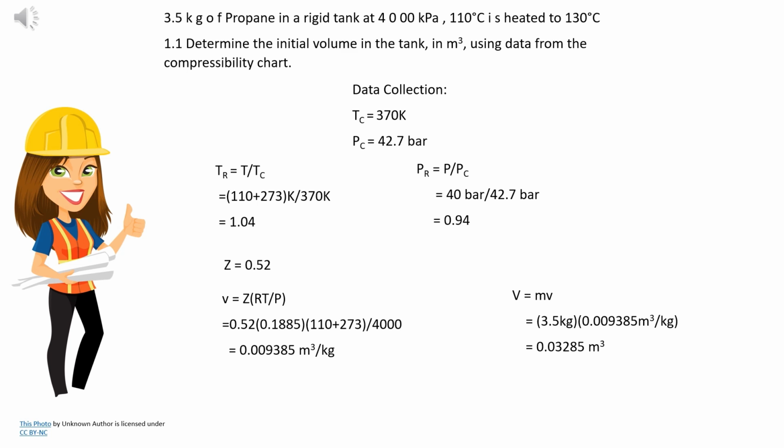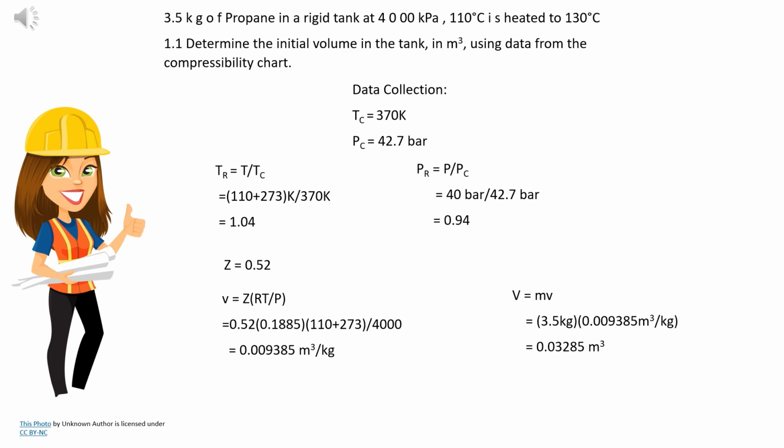The fact that we have to use data from the compressibility chart means we are going to read something. As you look at your equation for calculating the gas compressibility factor, you have the specific volume, and the specific volume can help you to find the volume. Hence, we need to find values that are going to help us read the gas compressibility factor from the chart. We start by calculating the reduced temperature and the reduced pressure by making use of the critical temperature and the critical pressure read from the thermodynamic table.